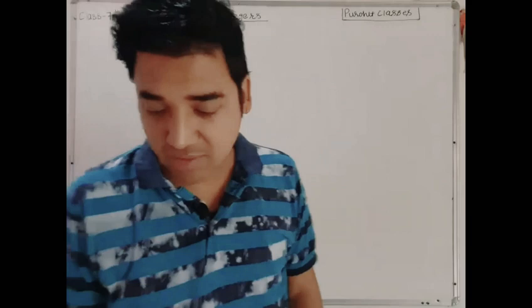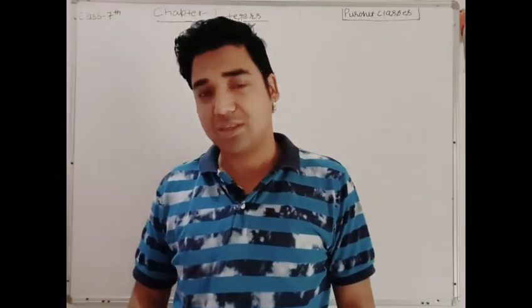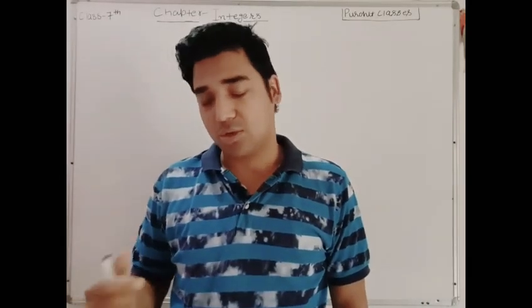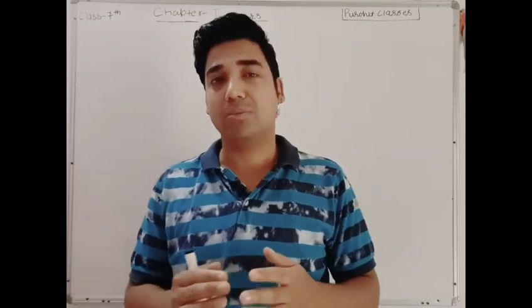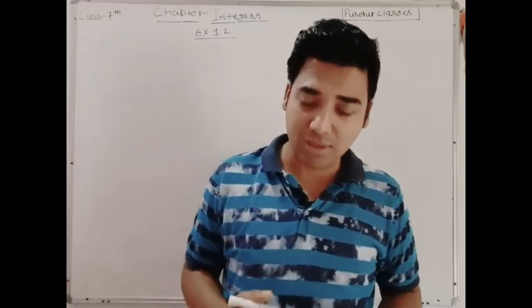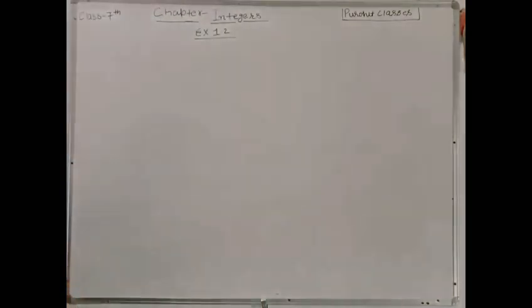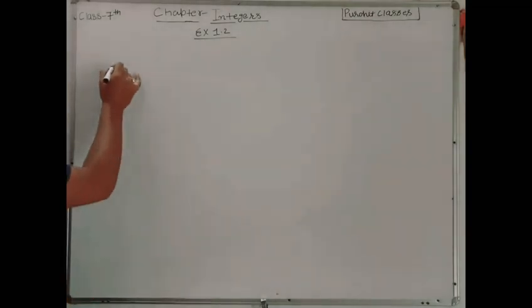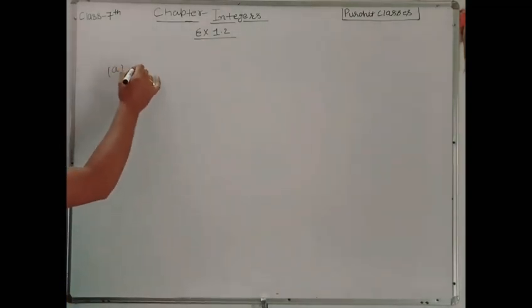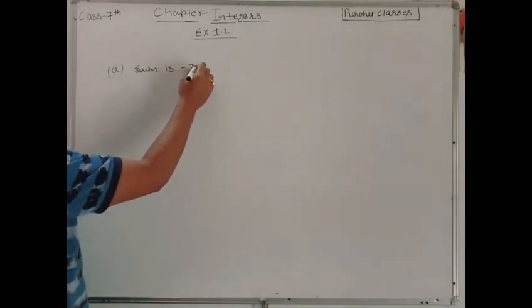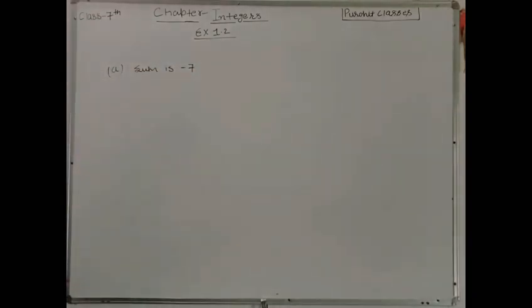So welcome back class 7th, and in this video lecture we are going to understand the questions of exercise 1.2 that are also based on addition and subtraction of integers. So let's see, this is question number 1 and it says write down a pair of integers whose sum is -7. First part, we have to write down two integers whose sum gives -7.